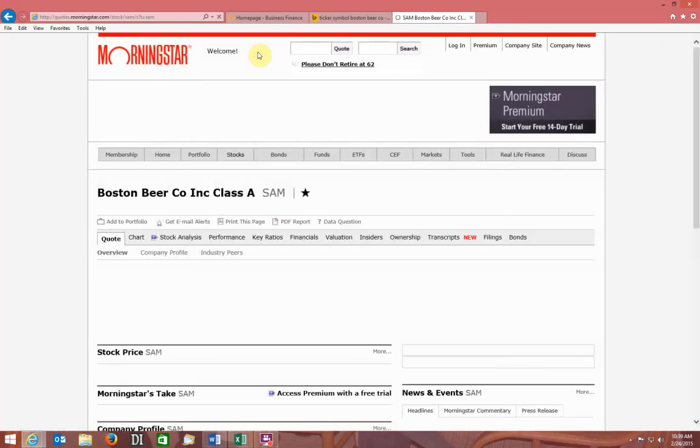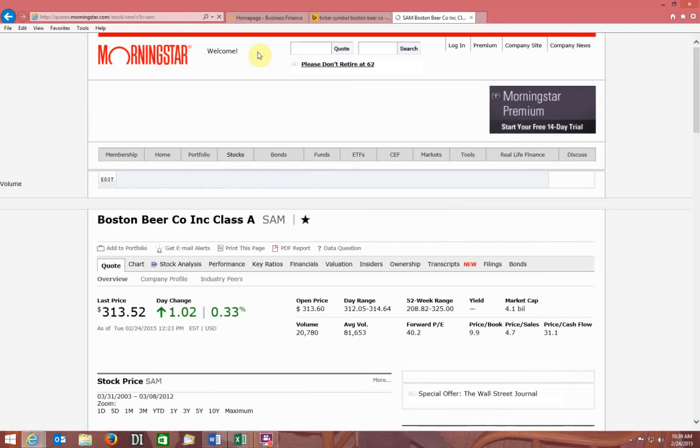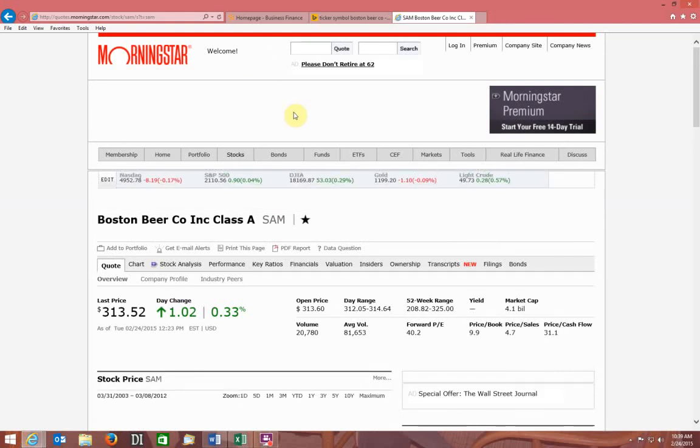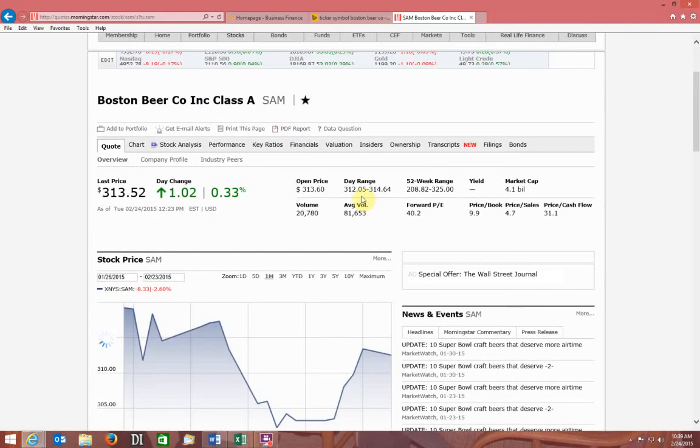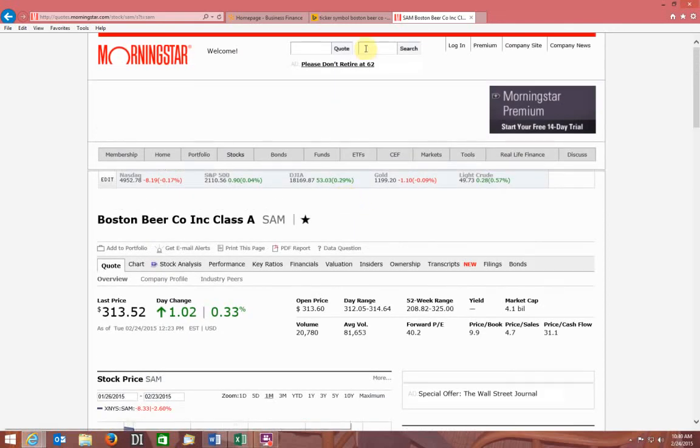I'm not going to get into this yet because this will be for your assignment number 2 when we get that far, right? Okay, but this gives me some really nice basic information. I can also do a search here. If I want to use this just to try to find a ticker symbol, I can do a search here.